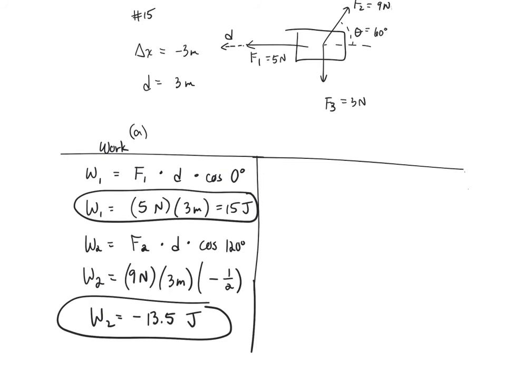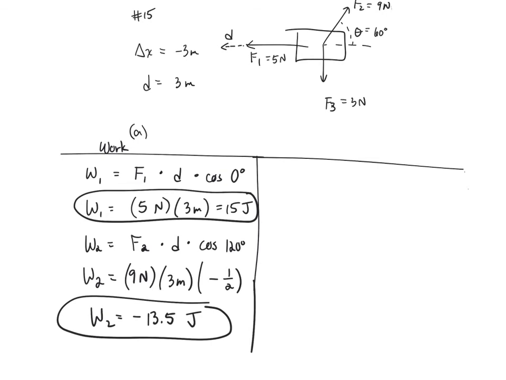How about that third force, F3? How much work is F3 doing? 0. Because what's the cosine of 90 degrees? 0. Think about it, logically. If I'm moving this way and the force is up or down, that is not affecting my lateral motion at all. So I'm not doing work horizontally.